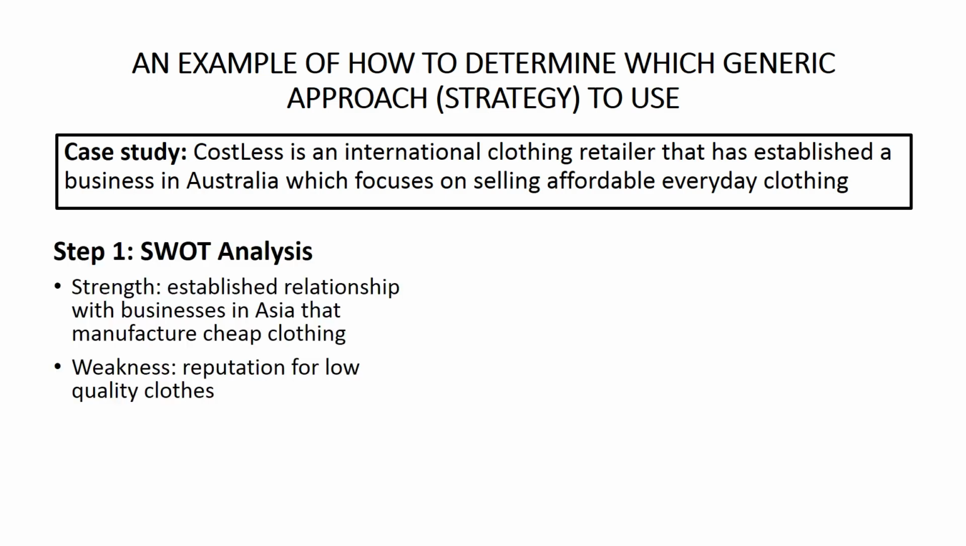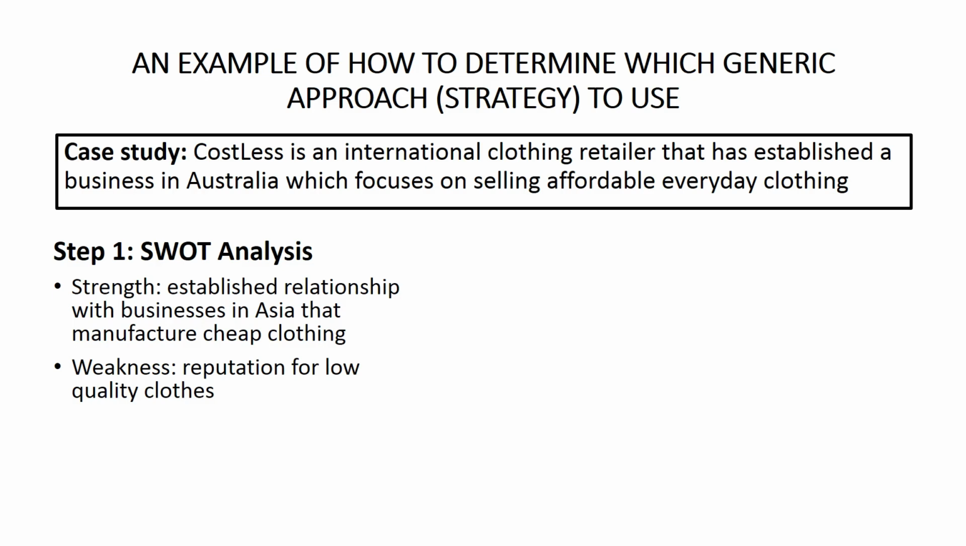Step 1 is to use a SWOT analysis to determine the relevant strengths, weaknesses, opportunities and threats. Let's suppose that a major strength of Costless is that it has an established relationship with businesses in Asia that manufacture cheap clothing, and that a weakness of Costless is that it has a reputation for selling low-quality clothes.